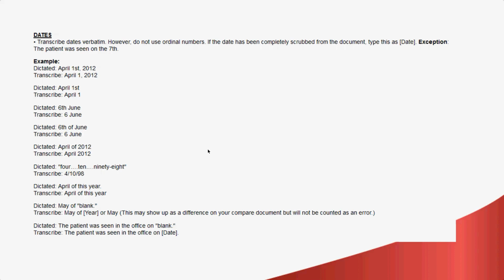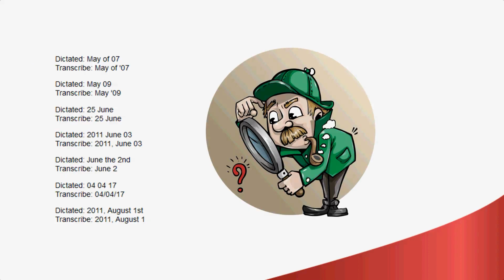Now there's a number of examples here for dates. So what I highly recommend you do is basically listen to the date that's dictated, come into your specs.